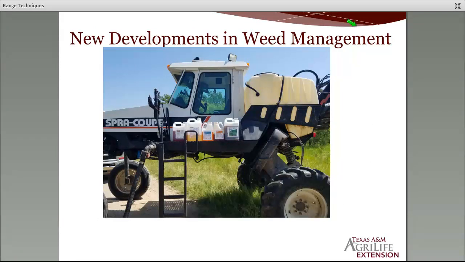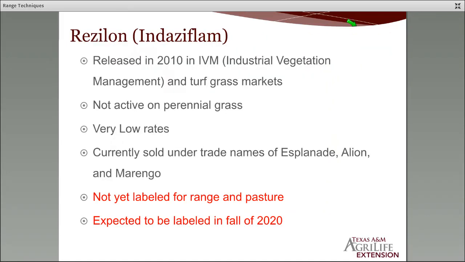With this next section, I was going to review some new developments in weed management. As I mentioned to begin with, range and pasture is oftentimes the low input crop. It does not drive a lot of new development like the corn, the cotton, the soybeans, those types of crops. However, within the next few years, we do have some new developments coming out. It's going to be an exciting time to be in this industry, I feel like.